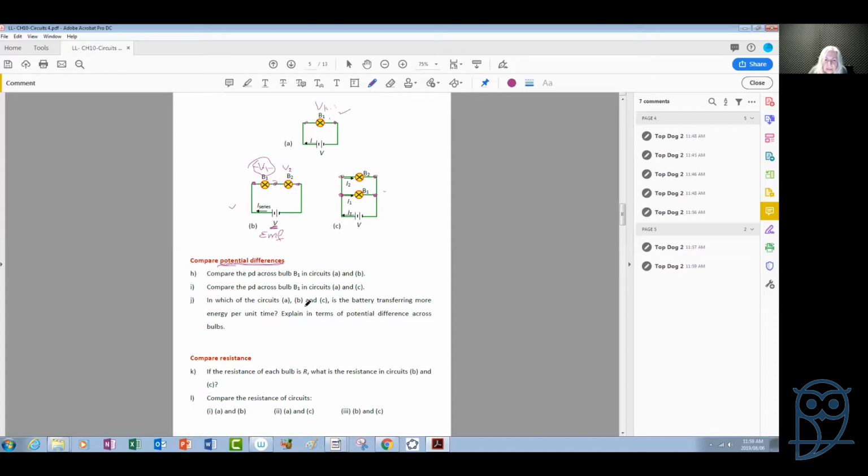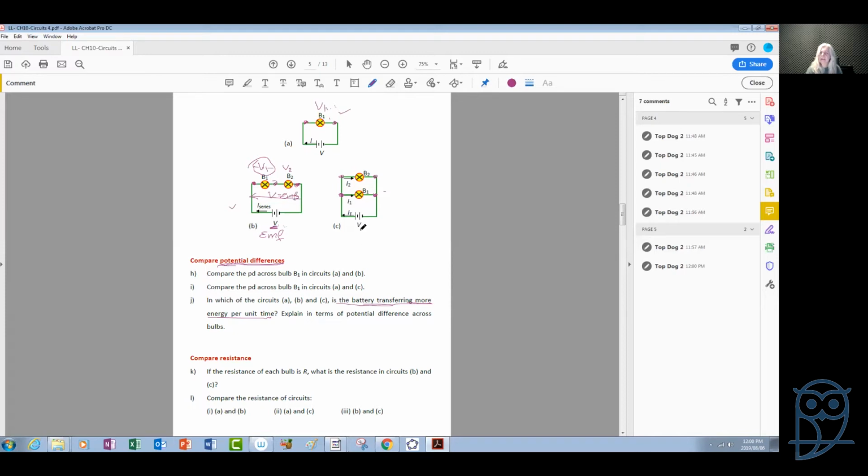In which of the circuits A, B, or C is the battery transferring more energy per unit time? Explain in terms of potential difference. So where can this be? Well, here the battery supplies a potential difference to this bulb. Here the source supplies the same potential difference across two bulbs. All this from one side to the other is V, like the EMF.